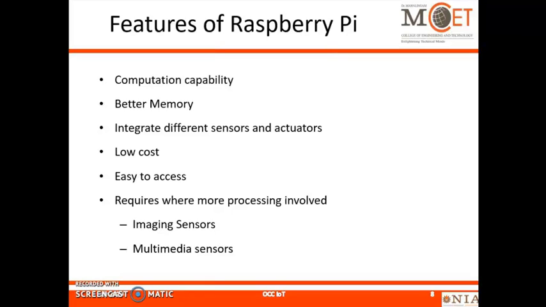So coming to the end of the session, we have discussed what is Raspberry Pi, why the name behind Raspberry Pi and its basic architecture, and why the Raspberry Pi is often chosen when compared to Arduino.